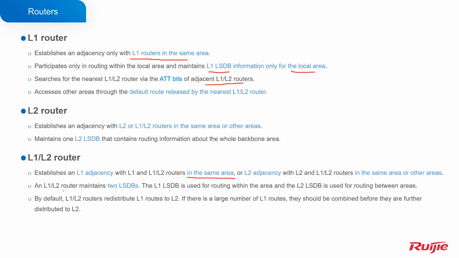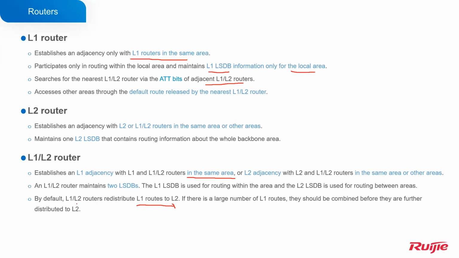And this router will have 2 LSDBs. The level 1 LSDB is used for the routing within the area. And the level 2 LSDB is used for the routing between different areas. So you also can get the whole routing information according to the L2 LSDB. And by default, the level 1 and 2 router will redistribute the level 1 routes into level 2. That's why the level 2 routers in the backbone area will get everything, right? This is a function of the level 1 and 2.